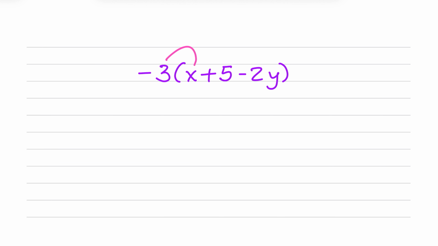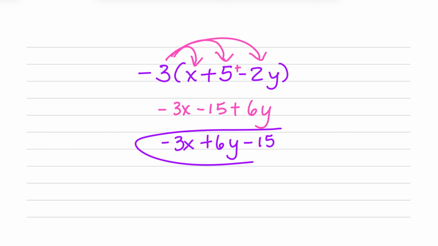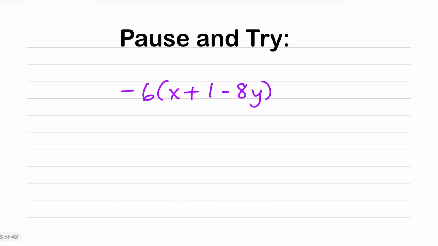Now let's use arrows. -3 times x is -3x. -3 times 5 is -15. -3 times -2y is going to give us a positive 6y. And we're going to put it in proper order. Now it's your turn. Please pause and try.